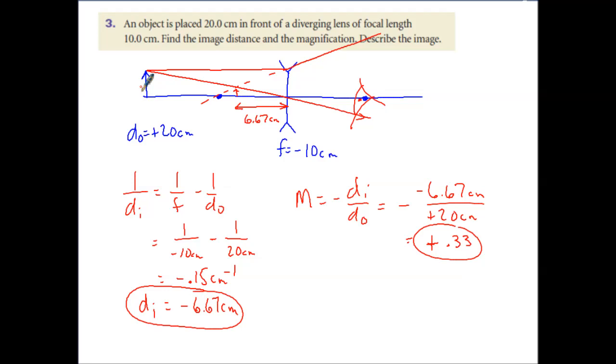Okay, describe the image. So the image is virtual. It's upright. And it's reduced in size. So there we go. 3 or 4 examples for you on how to apply the lens and magnification equations.